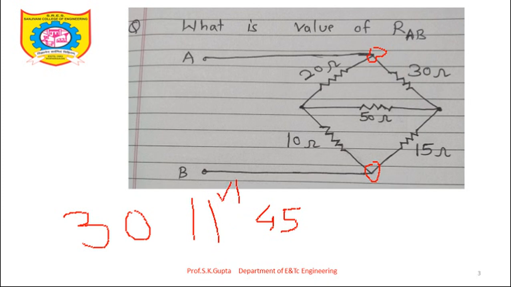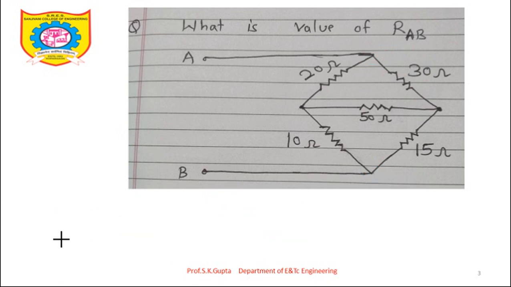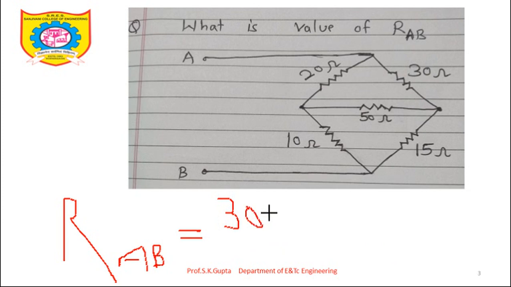So how will you solve? RAB equals 30 into 45 divided by 30 plus 45. If you solve it, what is the answer? So 30 into 45 divided by 30 plus 45, where 30 plus 45 is 75.